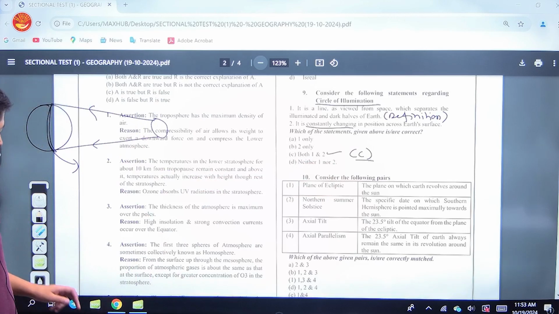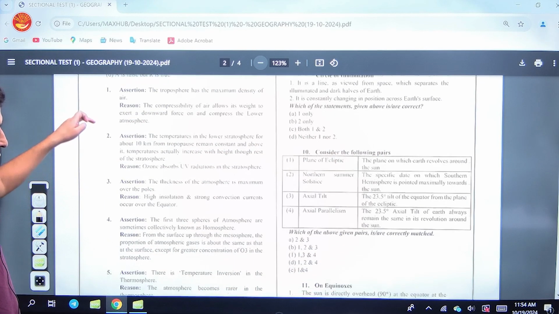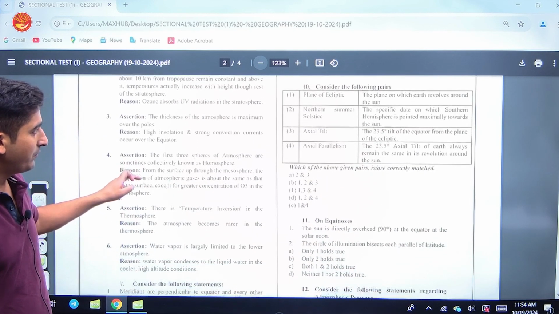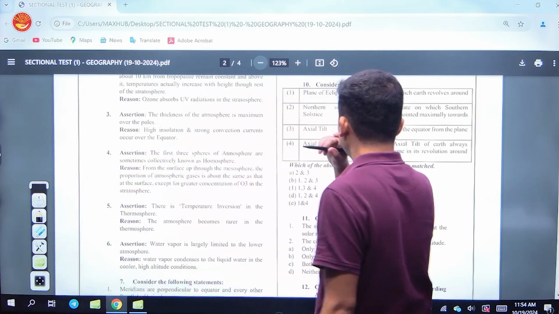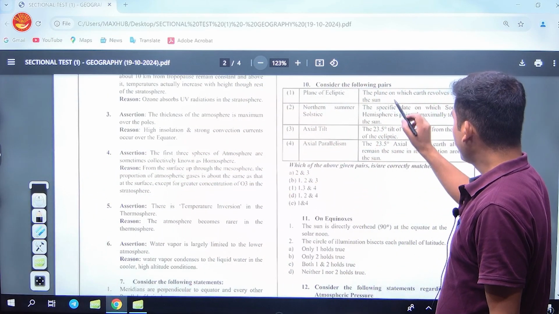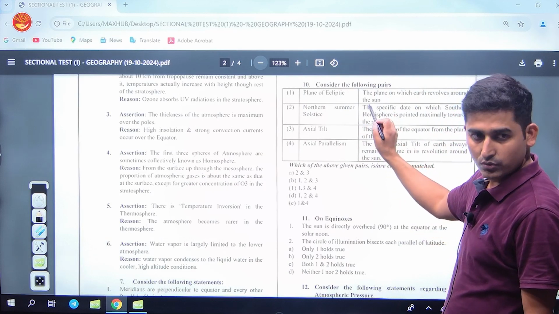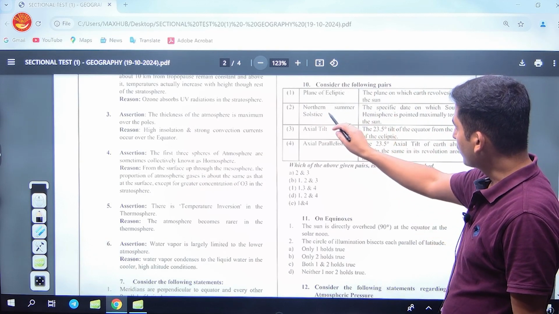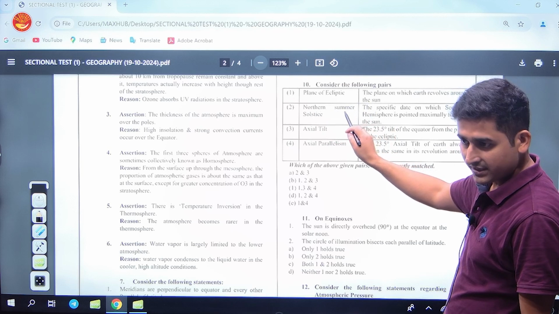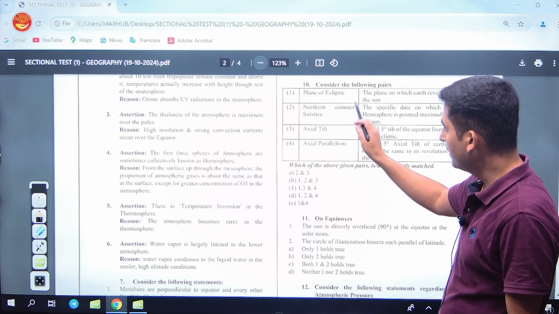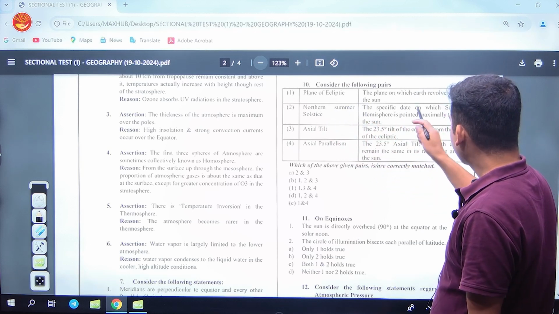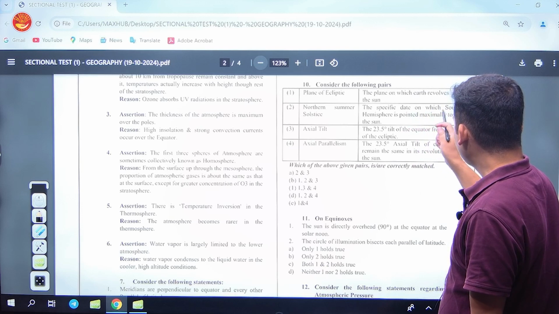Okay. Now coming to the next question. Consider the following pairs. The first, that is plane of ecliptic: the plane on which Earth revolves around the sun. Okay, this is matched to this. Second is northern summer solstice: the specific date on which southern hemisphere is pointed maximally towards the sun.